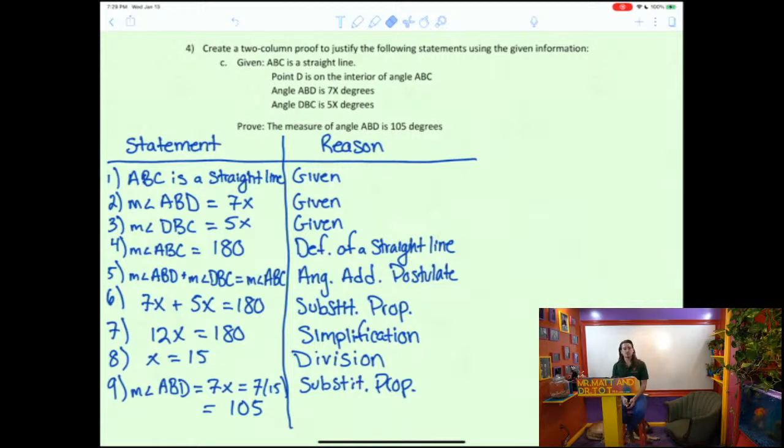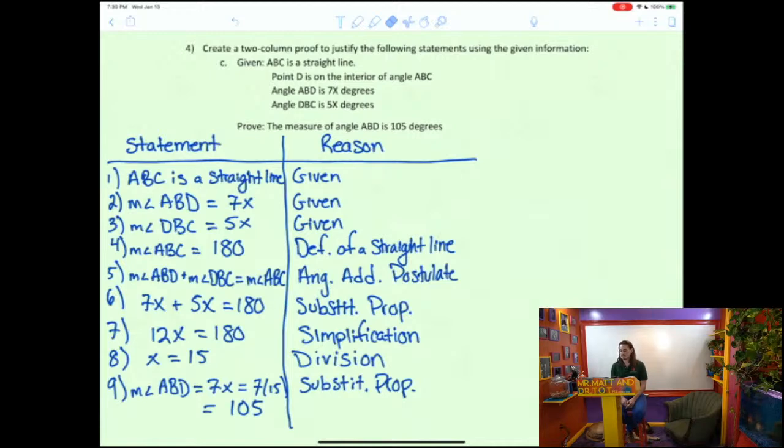If we then substitute in the expressions that represent the measures of those two smaller angles and substitute in the exact measure of the straight line, which is 180 degrees, we get 7x plus 5x is equal to 180. Simplifying, 7x plus 5x is 12x. Using the division property of equality, we can divide by 12 on both sides to find that x is equal to 15.